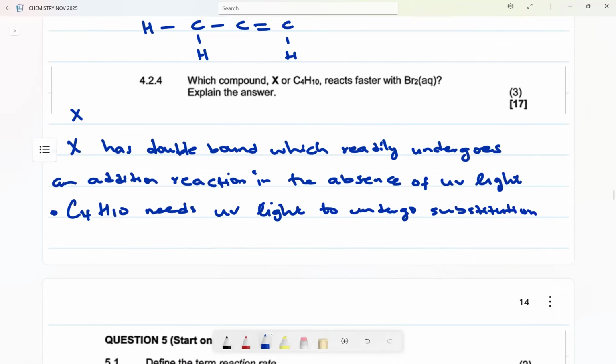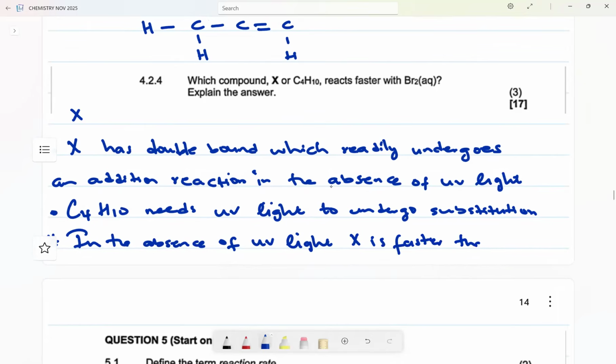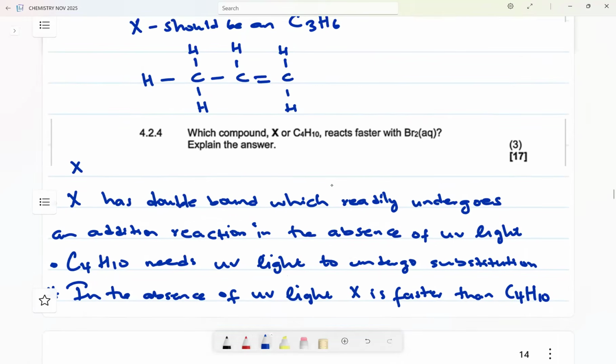Substitution. So in particular, in the absence of UV light, X is faster than C4H10. So it means in the presence of UV light, X will be even faster. Since it does not need UV light, it means when there is UV light, the reaction will now be faster.